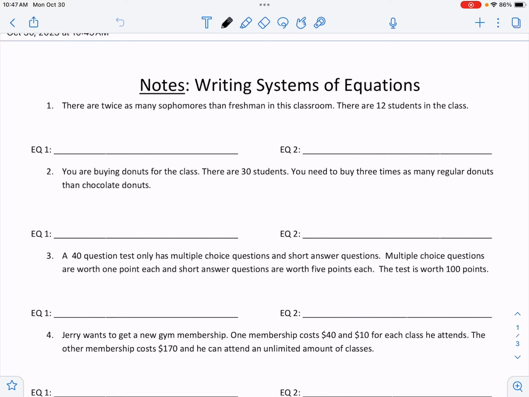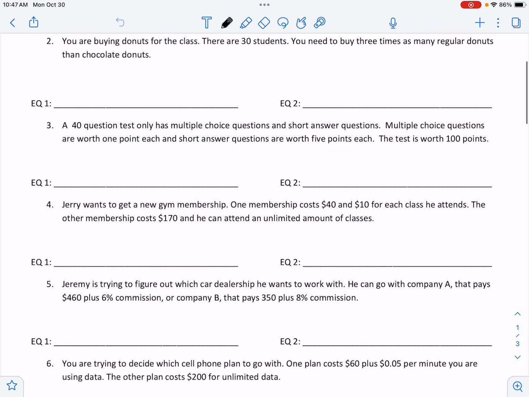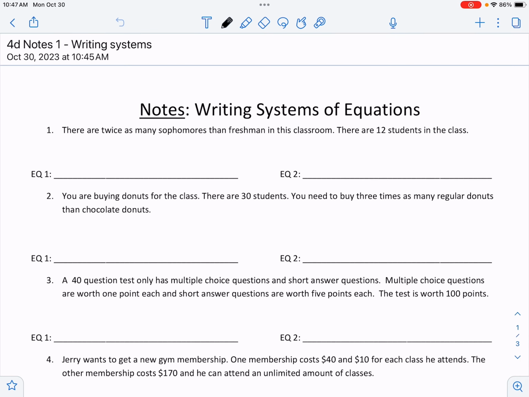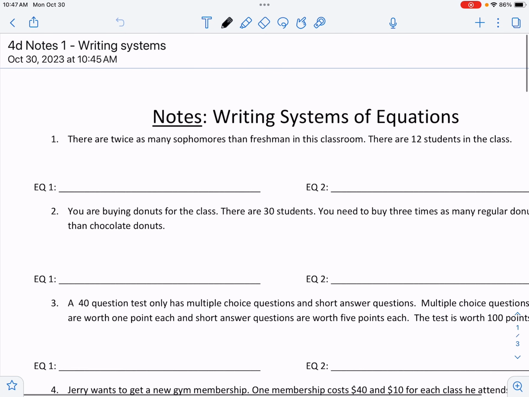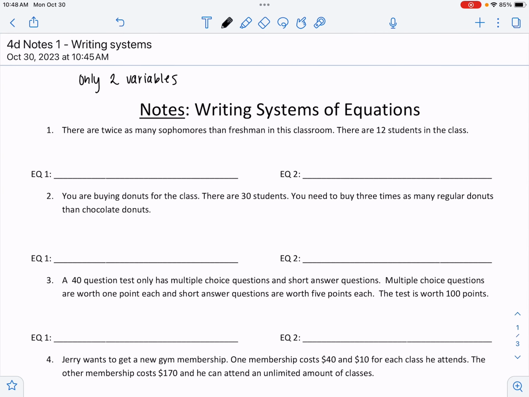All right, so in this lesson, we are going to practice writing equations for each situation. And in each situation, there's going to be two equations. A couple rules when you're writing your equations for systems is you only get two variables. Those variables can be x and y, they can be s and f, a and b. It can be more meaningful. I like using x and y if I'm solving, but sometimes they use other letters to be more meaningful.